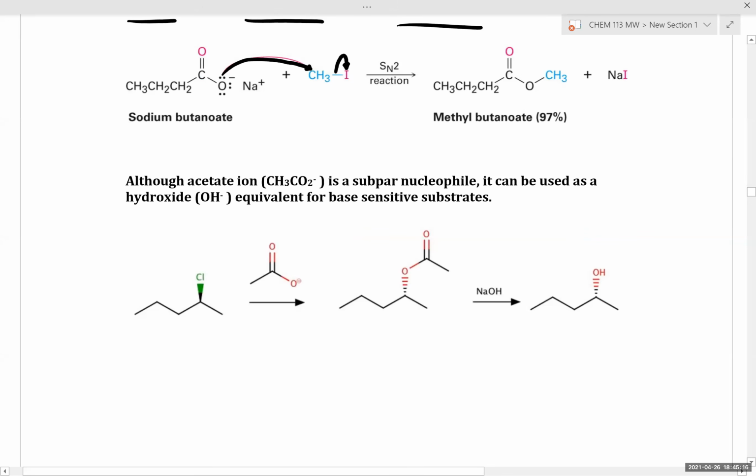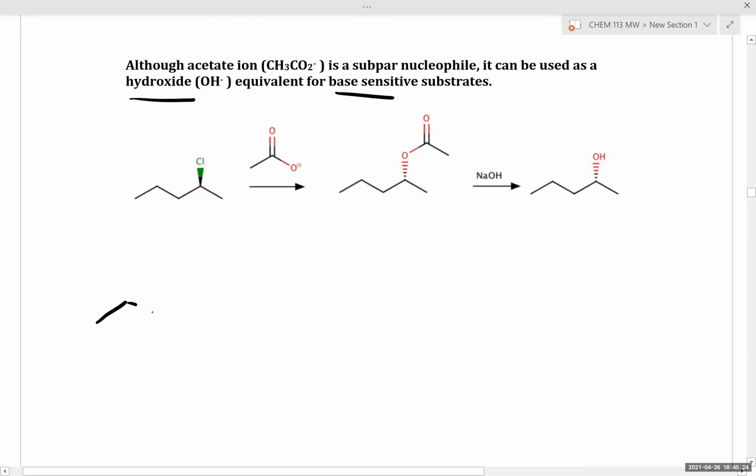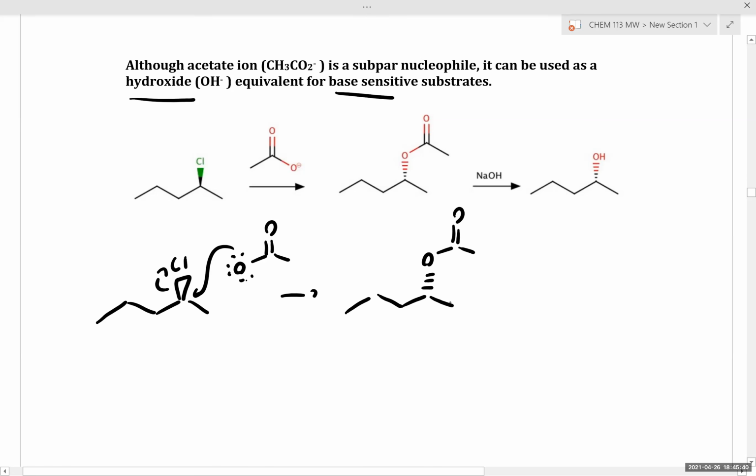Now, although the acetate ion is a subpar nucleophile, it can be used as a hydroxide equivalent for base-sensitive substrates. So in this case, your acetate ion will displace your leaving group in a textbook SN2 reaction. And then to free up your alcohol, if you don't want to just keep this ester group, you treat this sample with sodium hydroxide. In this case, hydroxide will attack the electrophilic carbonyl carbon.